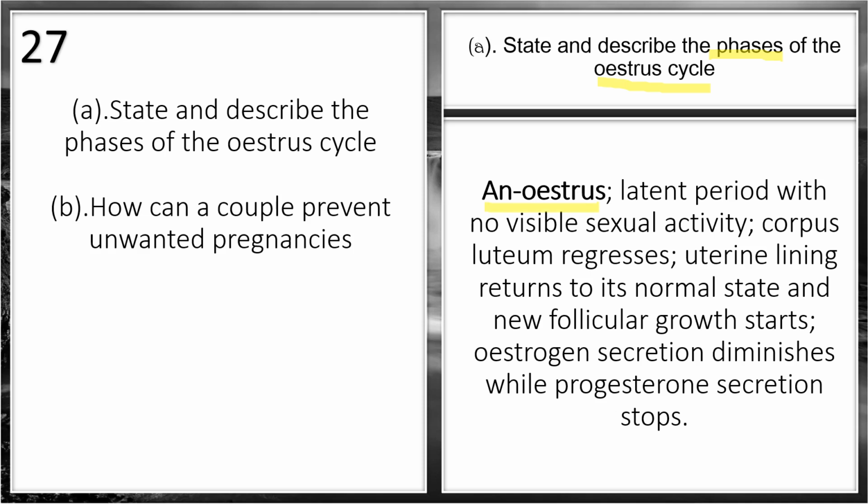Anoestrus is the latent period with no visible sexual activity. The corpus luteum regresses. The uterine lining returns to its normal state, and new follicular growth starts. Oestrogen secretion diminishes, while progesterone secretion stops.